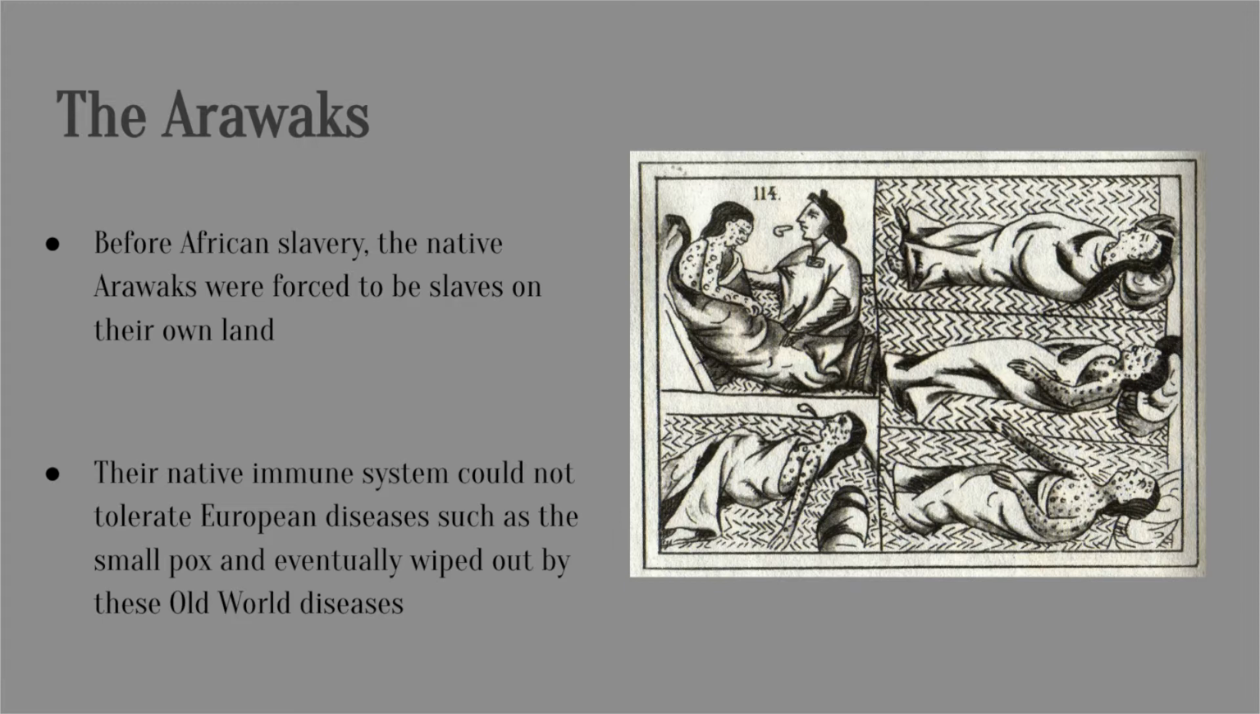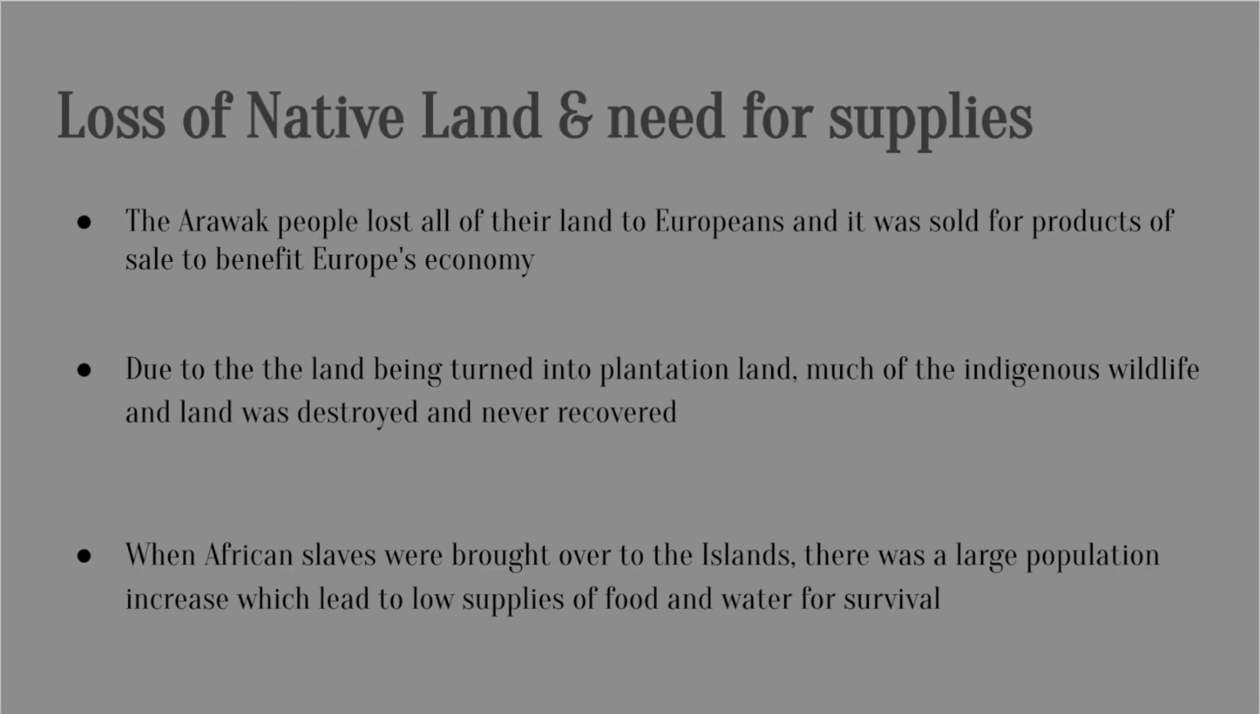Soon after European colonization of the islands, the native people began to die off due to their weak immune system. Old world diseases such as smallpox wiped out the indigenous people. The native people also lost their land. The Arawak people lost all of their land to Europeans, and it was sold for products of sale to benefit Europe's economy. Due to the large plantations that needed to be built, much of the indigenous wildlife and land was destroyed and never recovered.